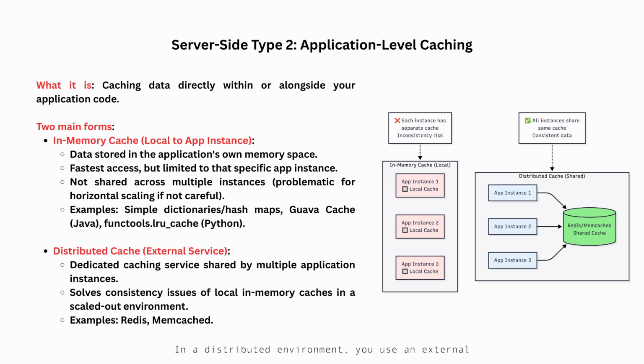In a distributed environment, you use an external shared caching service. All your application instances connect to a central distributed cache. This ensures that all instances see the same cache data. Popular distributed caching systems are Redis and Memcached. What do you cache here? Things like the result of complex calculations, frequently accessed data from your database, pre-rendered pieces of web pages, and responses from other APIs your application calls.